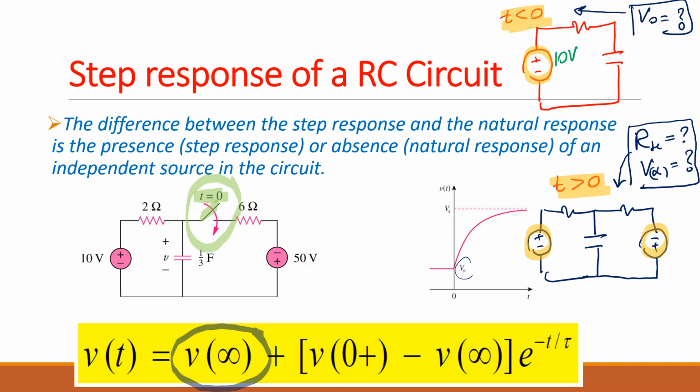So when the switch was open for a long time, your capacitor will be fully charged. Do you agree? And this will be open. And if this is open, there is no current going across the two. So the voltage across the capacitor is the same as the voltage of the source. Do you agree or not? Okay, so we notice 10. Is that right?